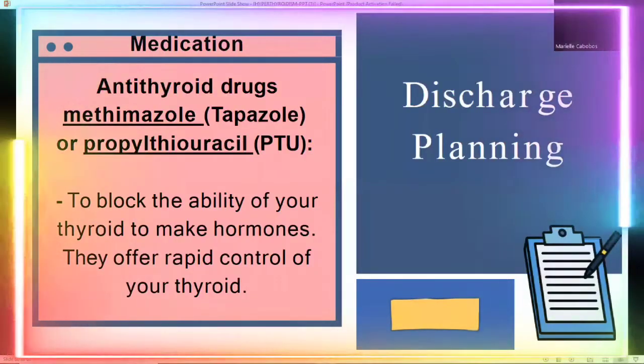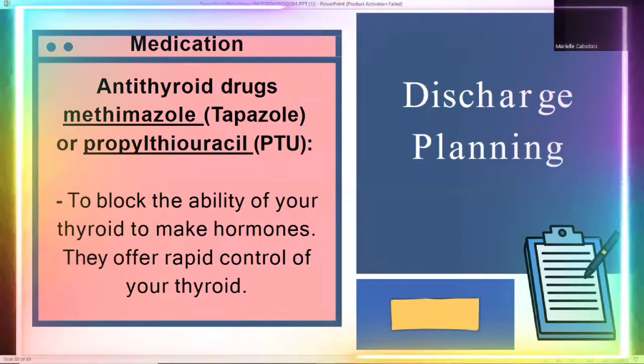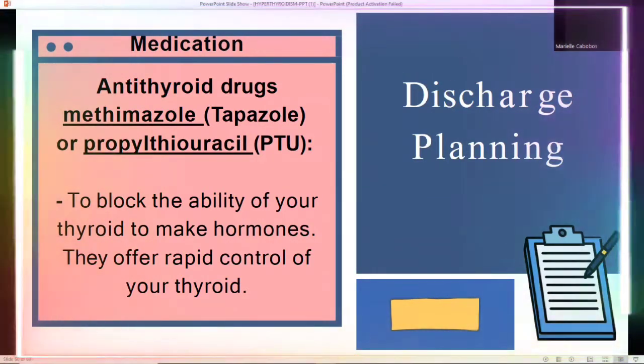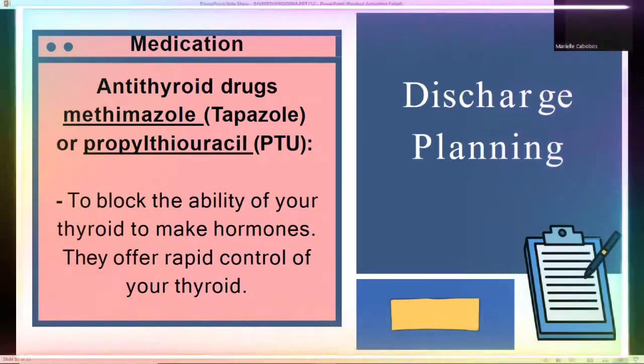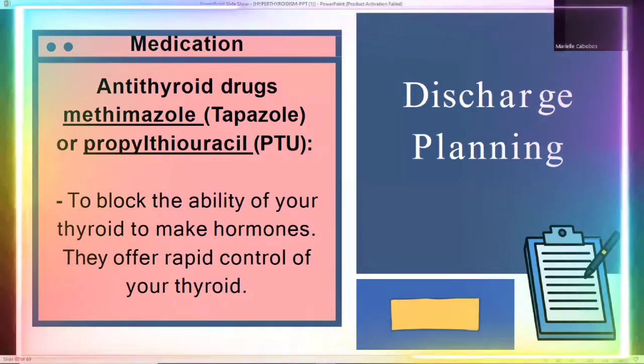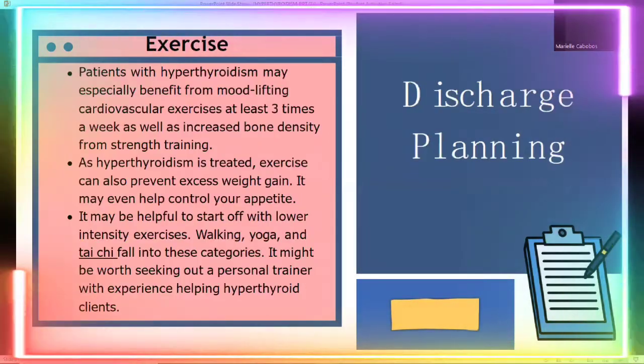For the discharge planning, medication: anti-thyroid drugs, methimazole, Tapazole, or propylthiouracil to block the ability of the thyroid to make hormones. They offer rapid control of your thyroid.